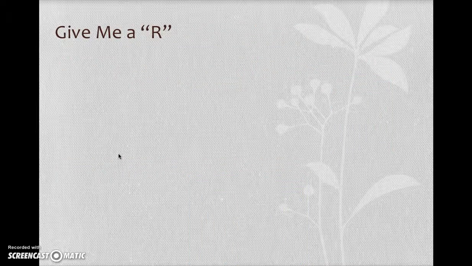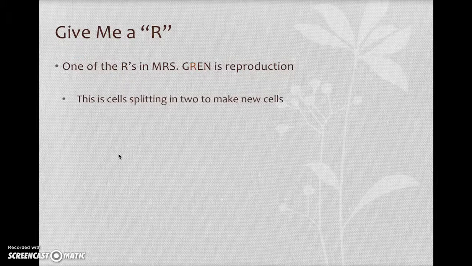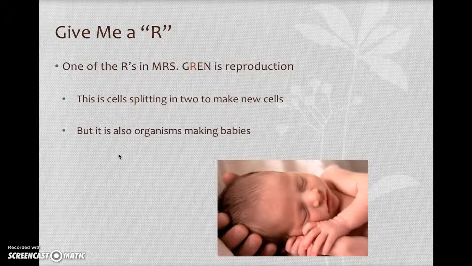All right, so as far as Mrs. Grin goes, one of the R's in Mrs. Grin deals specifically with what we're talking about, reproduction. This is the cells splitting in two to make new cells. It's also organisms making babies. So we've talked about this all year long, that reproduction can be the splitting of cells, creating new cells in the body, reproduction that way. But as we've been alluding to all year, it is also organisms with other organisms making babies.